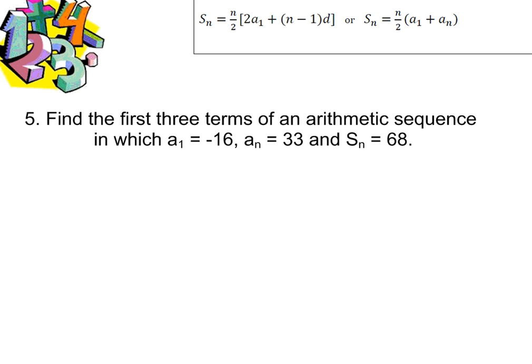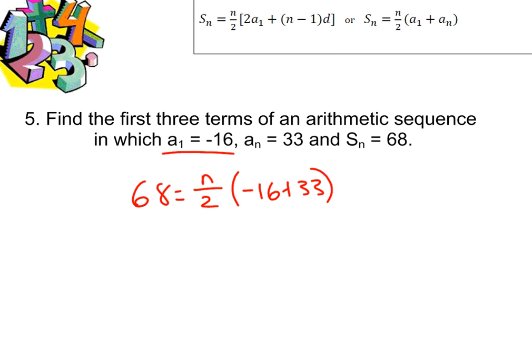All right, find the first three terms of an arithmetic sequence in which a sub 1 is negative 16, a sub n is 33, S sub n is 68. So here you're trying to solve for n. My first term is negative 16. My sum is 68. And I'm trying to figure out what n is. The only thing I know is that this is negative 16, and the nth term is 33.